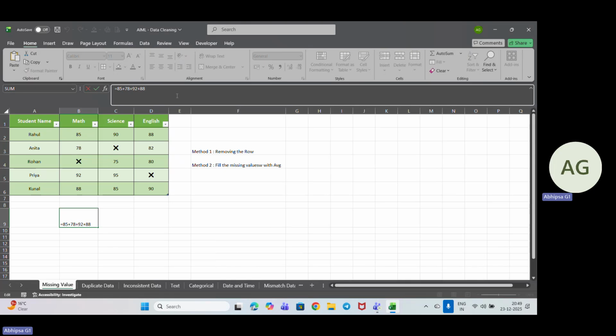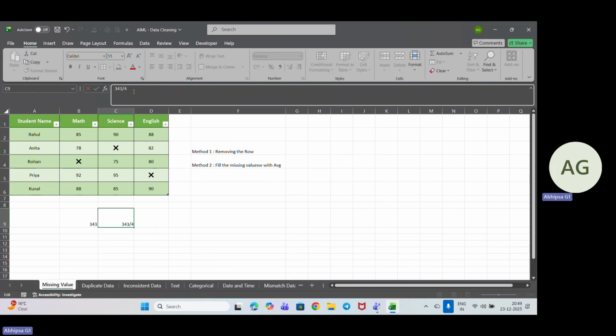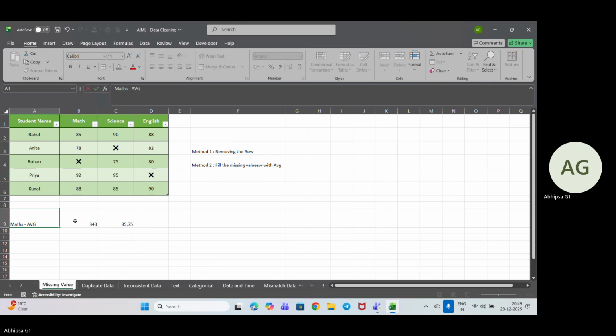Now let's copy this, Control C, Control V. Now I want to paste the value so that I can divide it by 4, right? So my answer is 85.75. So this is for the maths average. Okay, so this is the math average.